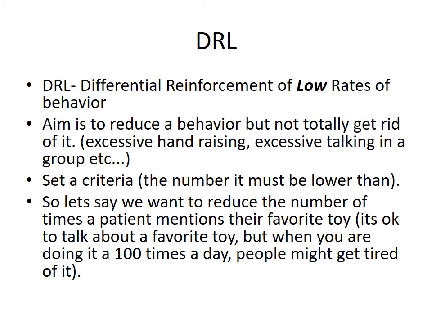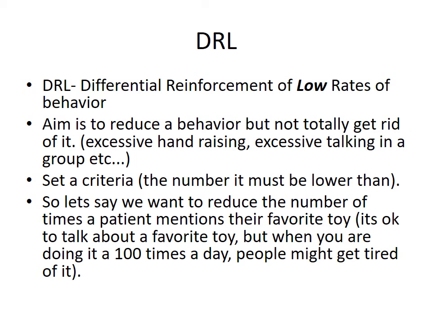Finally, there's DRL. This is differential reinforcement of low rates of behavior. The aim is to reduce a behavior, but not totally get rid of it. Let's say excessive hand raising or excessive talking in a group. Hand raising or talking in a group, those are okay, those are fine behaviors, but if someone's doing it 100 times, it's a little excessive. So we set a criteria, the number must be lower than, and we reinforce if it meets that requirement.